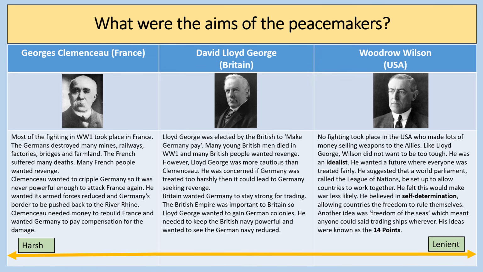And Clemenceau's aim is to make sure that Germany is punished so harshly that it can never be powerful enough to attack France again. So he wanted its armed forces reduced massively. He wanted Germany's border to be pushed back to the River Rhine. In fact, that area we looked at before on the map, the Rhineland, he wanted that to become an independent country. He wanted Germany to pay massive amounts of compensation. We're going to call that reparations, so that money could be used to actually rebuild France.